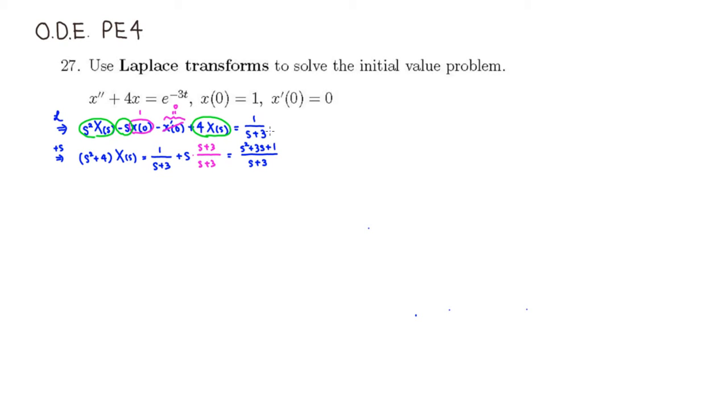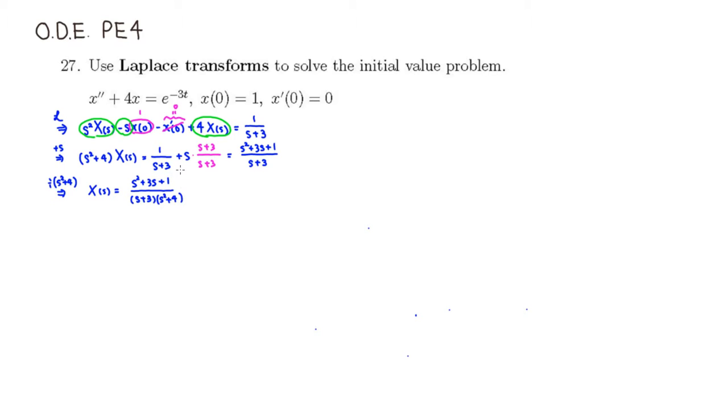Then we can isolate the capital X of s by dividing by the quantity s squared plus 4. So capital X of s is equal to s squared plus 3s plus 1, all over s plus 3 times s squared plus 4.